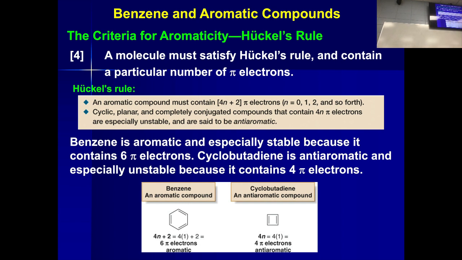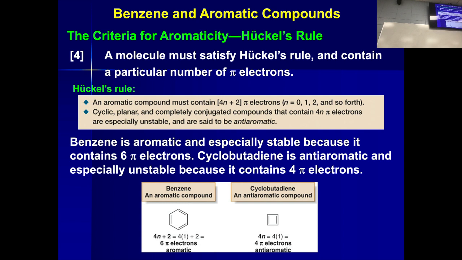Each and every one of those 4 rules must be satisfied for a molecule to be aromatic. If you satisfy 3 of the 4, you're not aromatic. There's no such thing as partially aromatic. You either are or you aren't. Okay? So let's go over real quick. What are the 4 rules again?